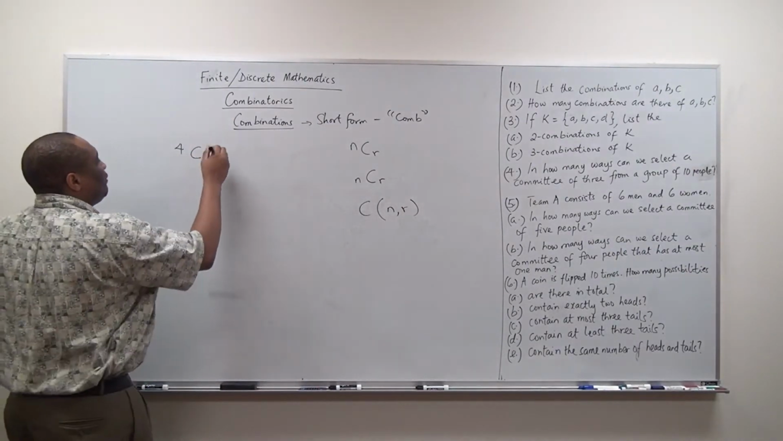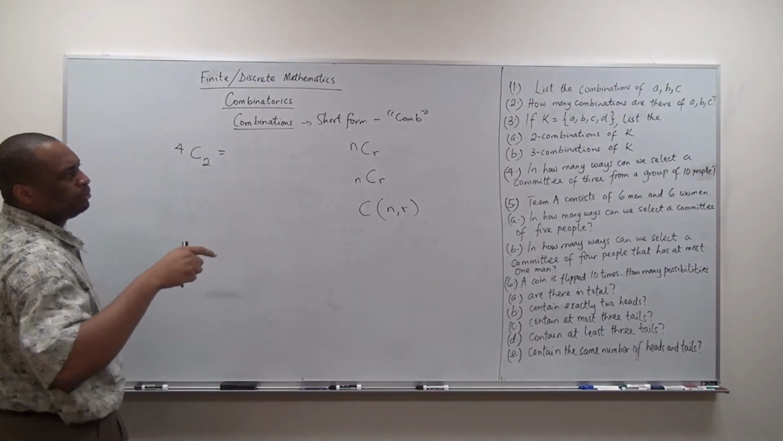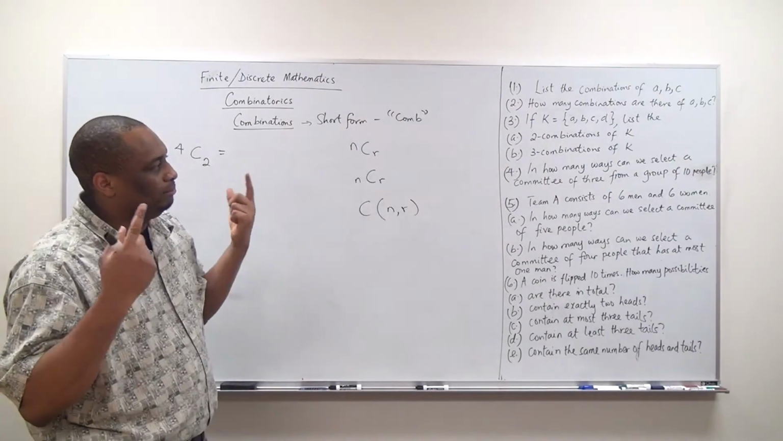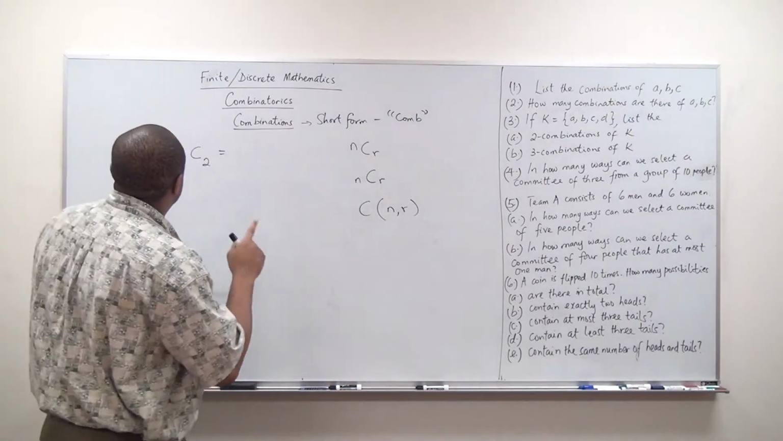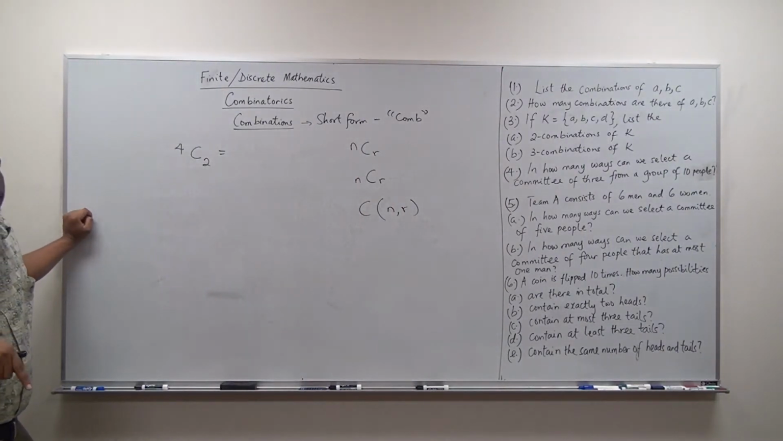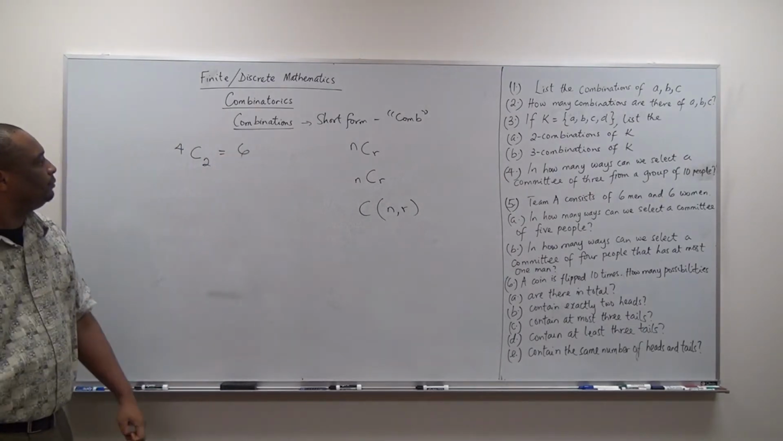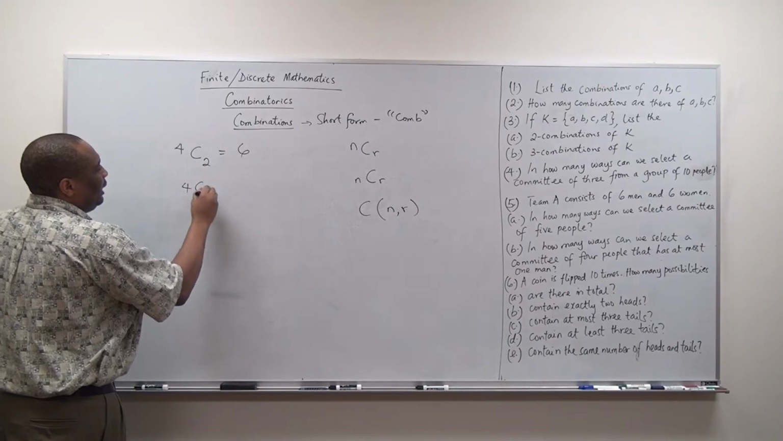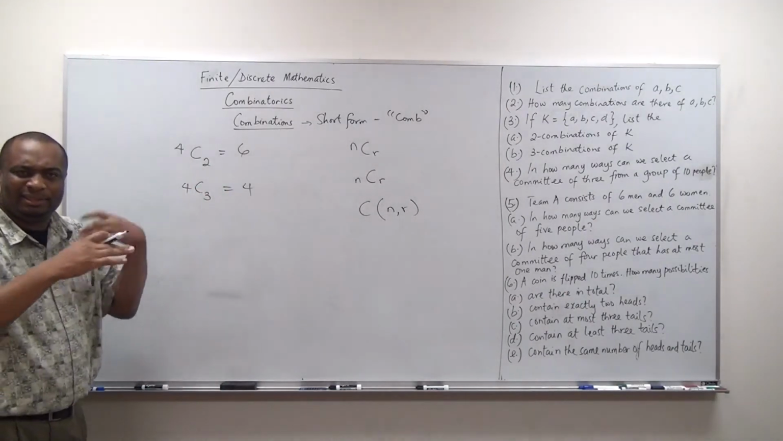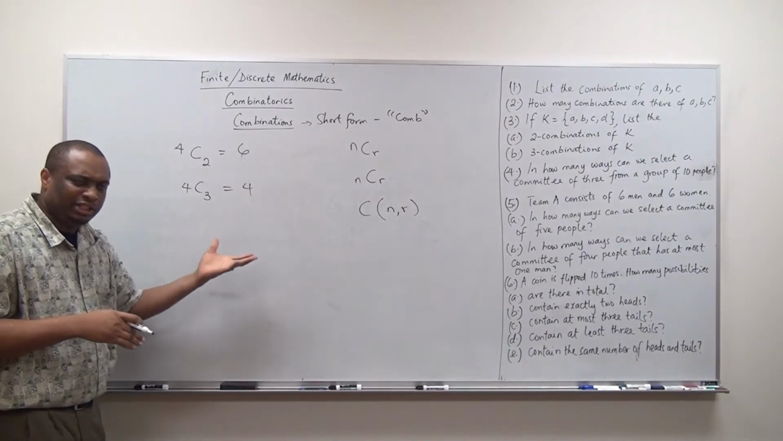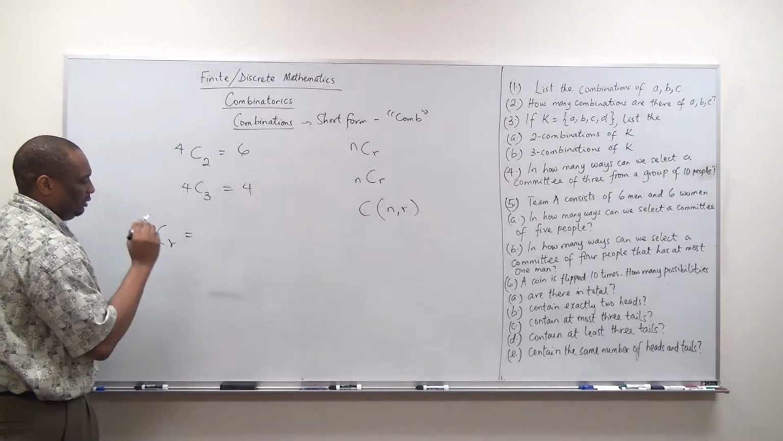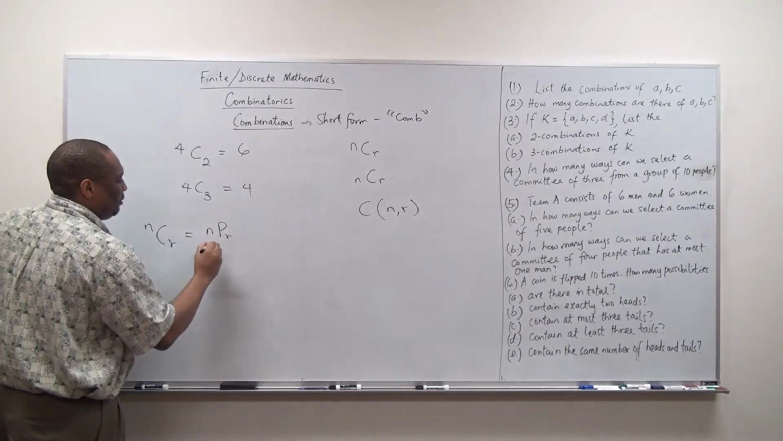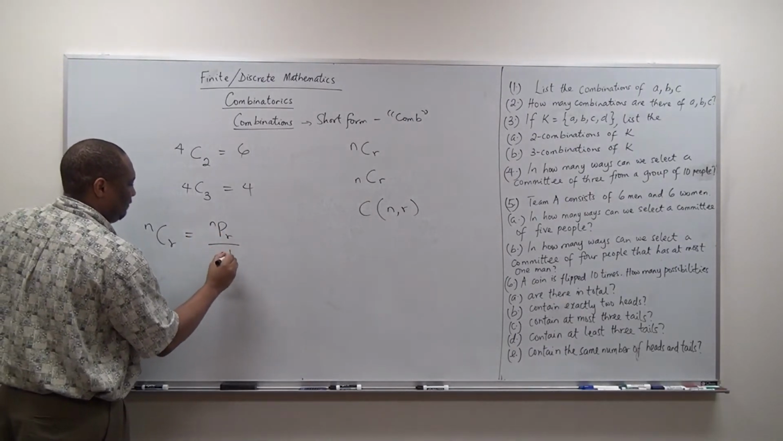So we see that 4 comb 2 gave us, from the 2 combinations, 4 times 3 over 2, so it gave us 6, from what we just did, A, B, B, A, and so on. Then 4 comb 3 gave us 4. Now let's find the relationship. If you do more examples, you see that n comb r is equal to n perm r divided by r factorial.